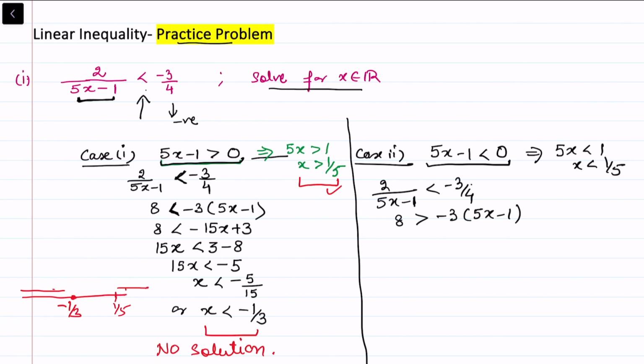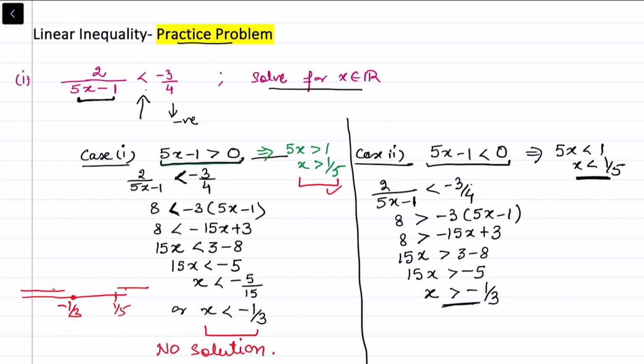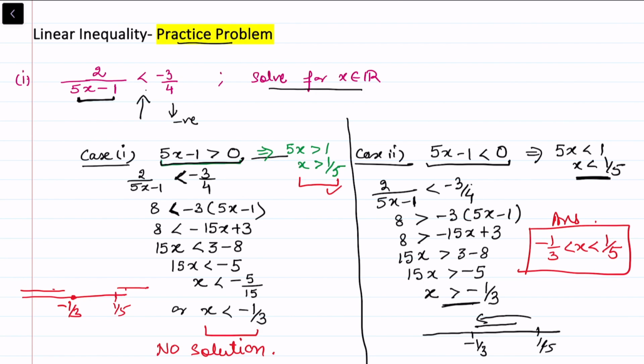So this is 5x minus 1. So 8 is greater than minus 15x plus 3. Take 15x on the left hand side and 8 on the other side. This will become 15x greater than minus 5, or we may say x is greater than minus 1 by 3. Now we want x which is less than 1 by 5 and greater than minus 1 by 3. So in this case we got a range, minus 1 by 3 less than x and x less than 1 by 5. So we can find a common range, and the range is minus 1 by 3 less than x less than 1 by 5. So this becomes the answer to our given inequality.